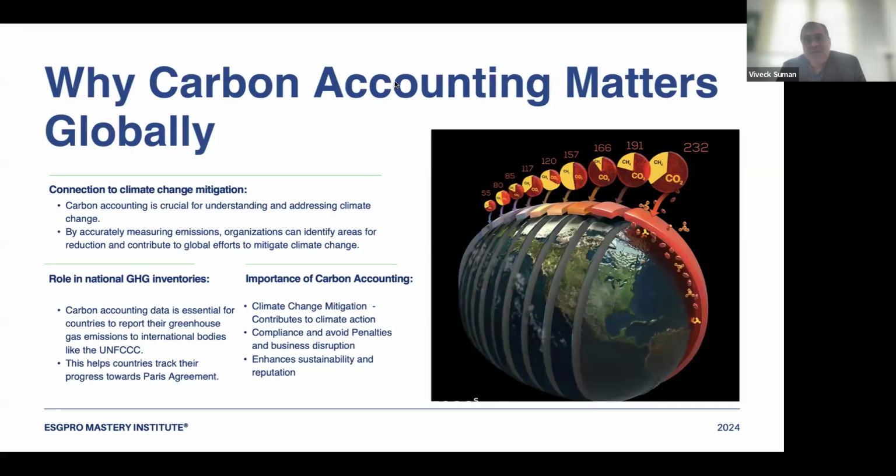The second part we need to understand about why carbon accounting matters is the role of national GHG inventories. GHG inventory is a terminology used for all the accounting you do to calculate your carbon emission in terms of tonnage of carbon dioxide. These tons of carbon dioxide emission, right? That's what you look into. So carbon accounting data is essential for countries to report their greenhouse gas emissions to international bodies. There is a compulsory requirement nowadays for certain companies, like in India, the top 1,000 companies. They have to report.